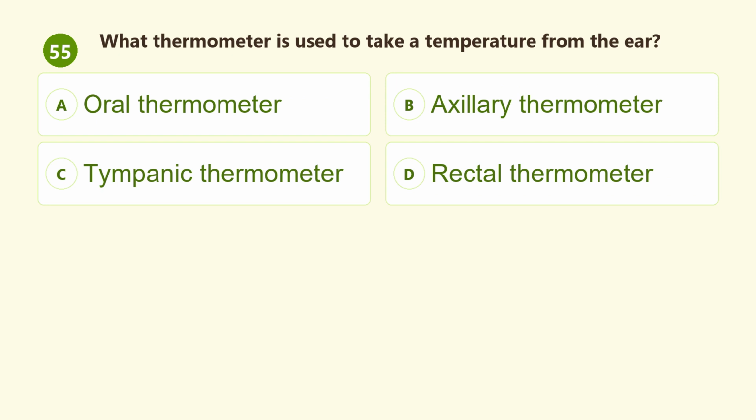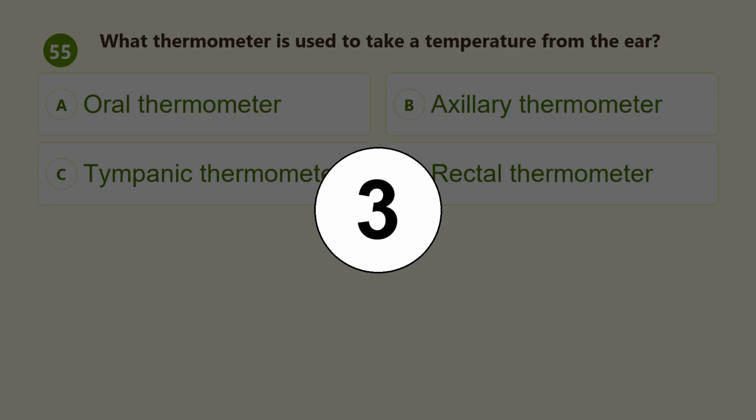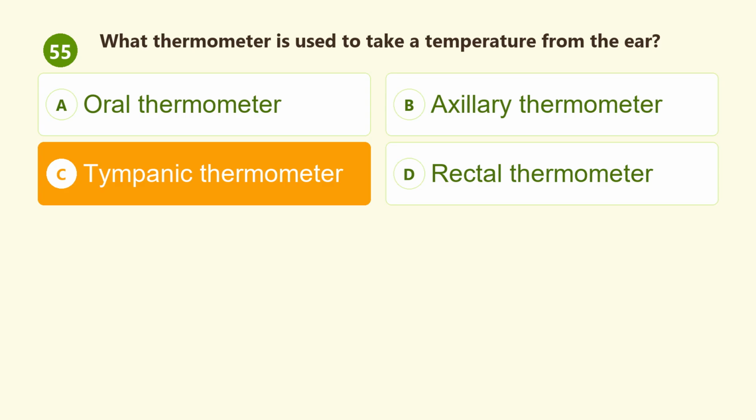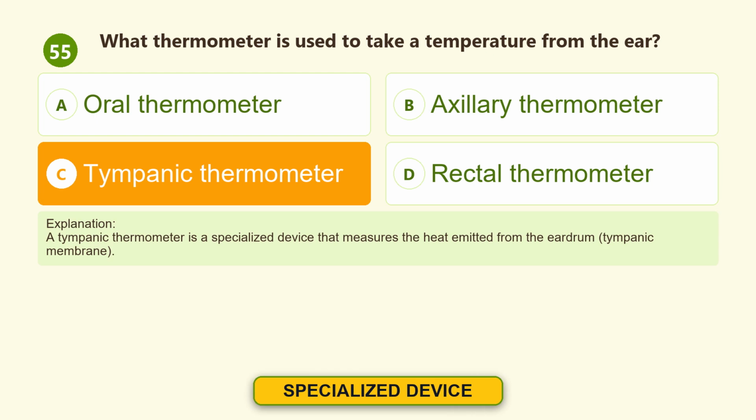Question 55. What thermometer is used to take a temperature from the ear? Option A, oral thermometer. Option B, axillary thermometer. Option C, tympanic thermometer. Option D, rectal thermometer. The correct answer is option C, tympanic thermometer. A tympanic thermometer is a specialized device that measures the heat emitted from the eardrum, the tympanic membrane.